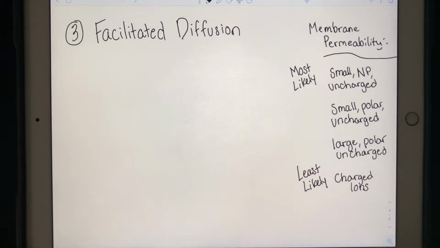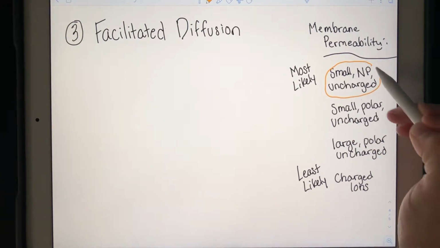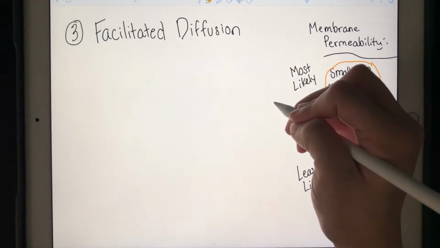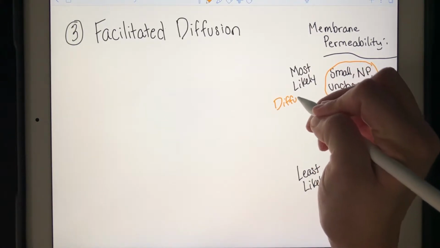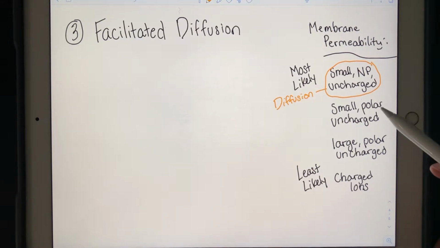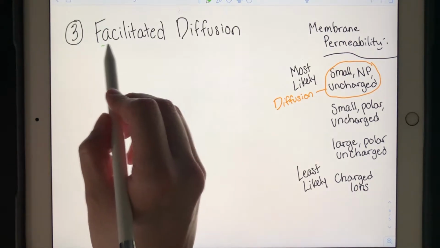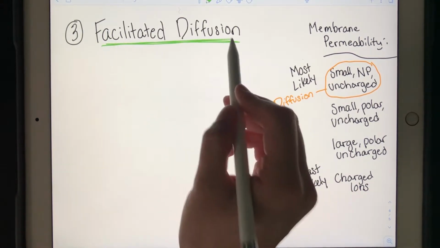So, given the context of passive transport, those small, nonpolar, and uncharged, those are going to be diffusion, because the tails are fine with those being nonpolar. So you're just going to get those passing through the membrane. Small, polar, and uncharged, and large, polar, and uncharged. Remember, water is a polar molecule. You can't just have it go through the membrane on its own. So this is where facilitated diffusion comes into play.